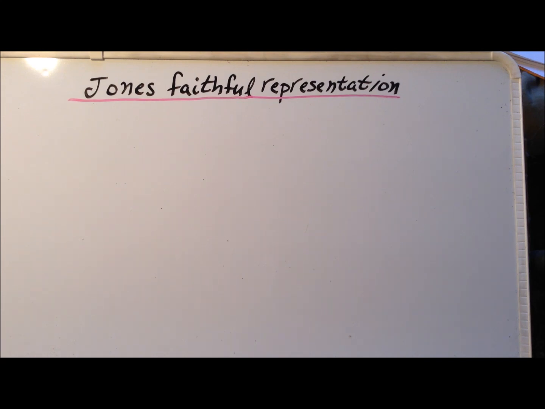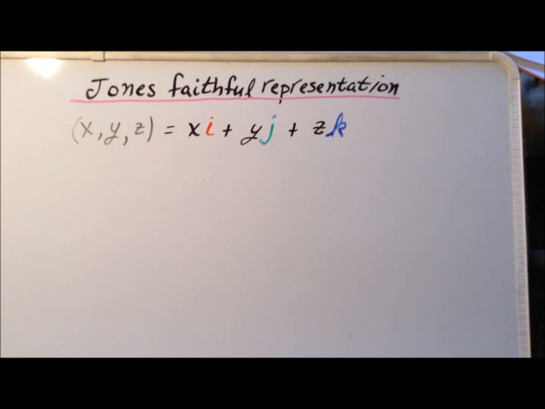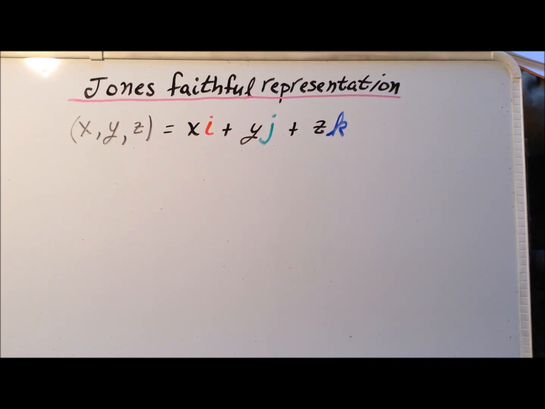Hello. In this video, we are going to discuss the Jones-Faithful representations of symmetry operations in a point or space group. Let us take an arbitrary point, x, y, and z. We can interpret these x, y, z values as coefficients, coordinates in some particular coordinate system.